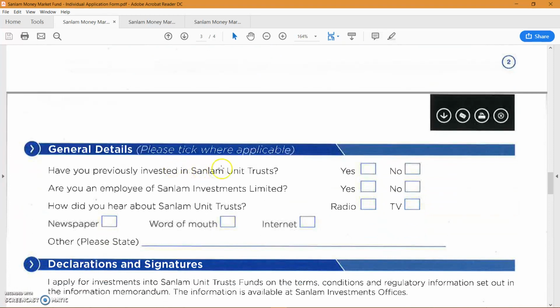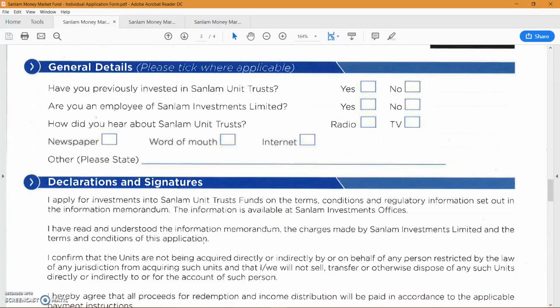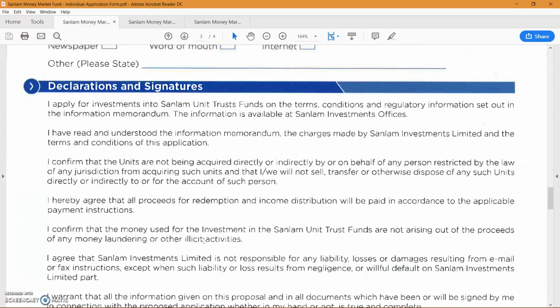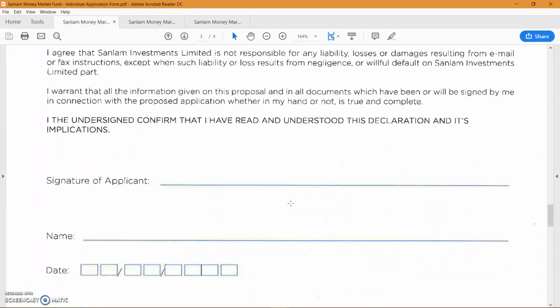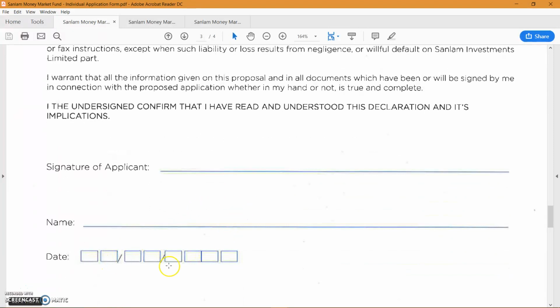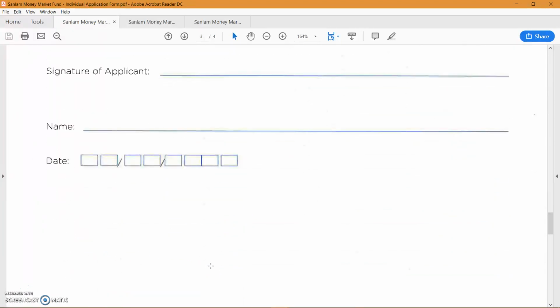Have you previously invested in Sanlam? If you are new, this would be no. Are you an employee of Sanlam? I guess that depends with you. How did you hear about Sanlam? That would be the internet. This blog post, you can put a mention there to us. And then this is where you sign again, your signature and your name and the date that you've completed the form.